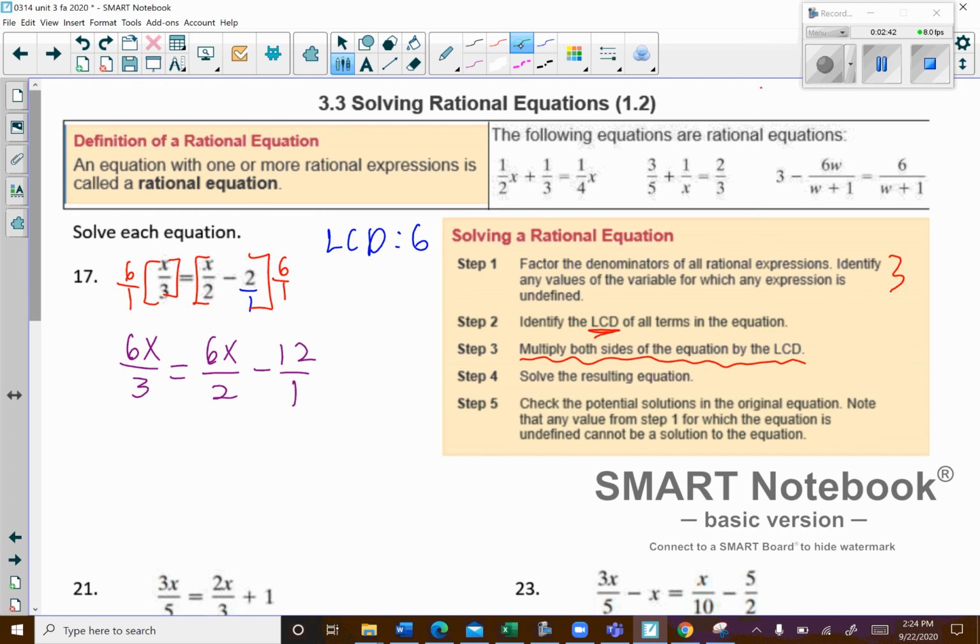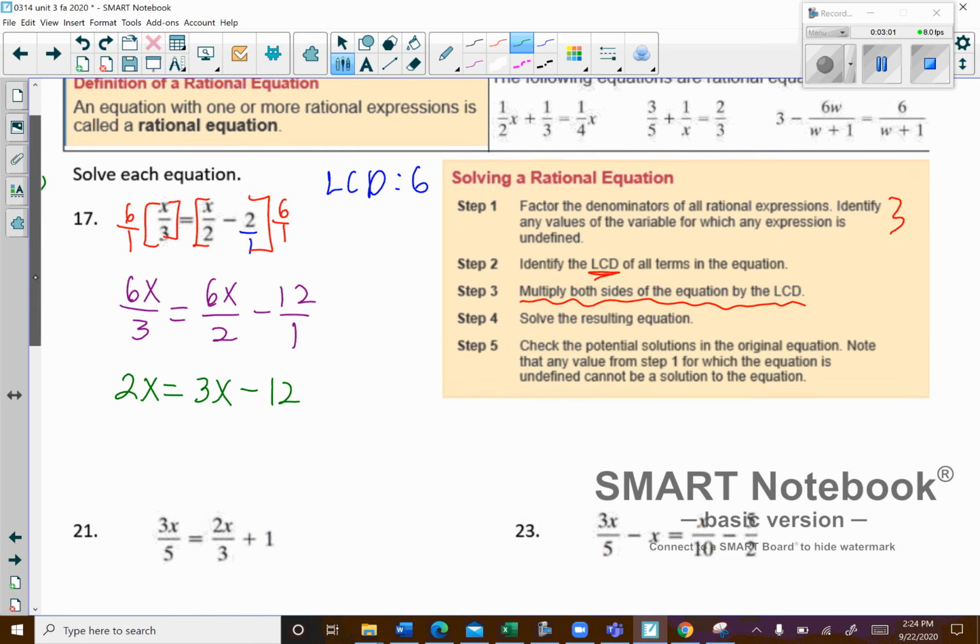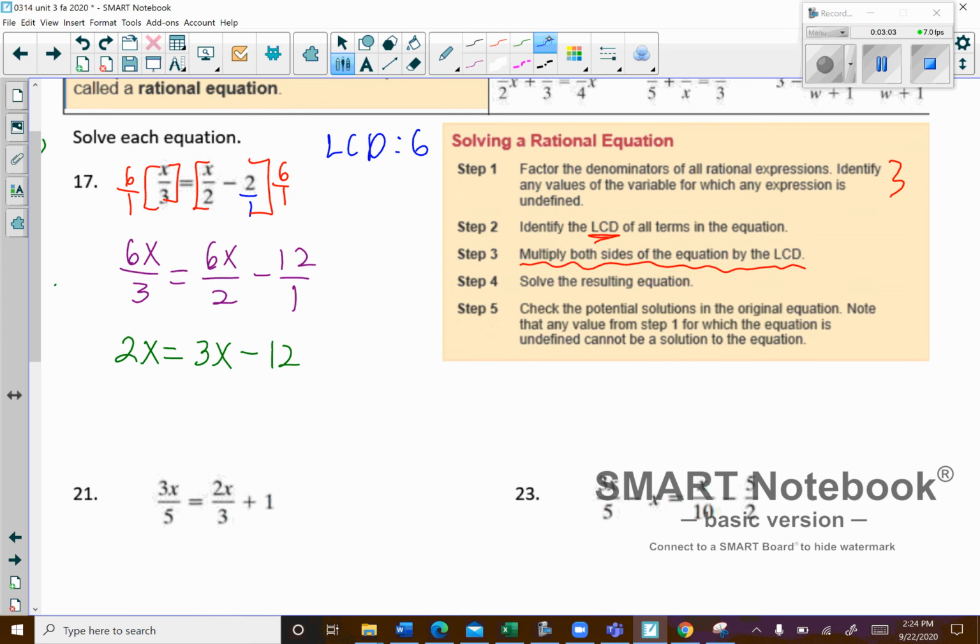All I did was multiply all my numerators by 6. Now, what's nice about this is that they're all going to reduce to where I won't have a fraction any longer. So 6x over 3 reduces down to 2x. 6x over 2 reduces down to 3x. And 12 over 1, we'll just put as minus 12. From here, this should be a pretty simple problem to solve. There's a couple ways you could go about it. I'm going to go ahead and subtract 3x from both sides. By the way, there wasn't an excluded value because my denominator did not have a variable, so I didn't have to worry about that.